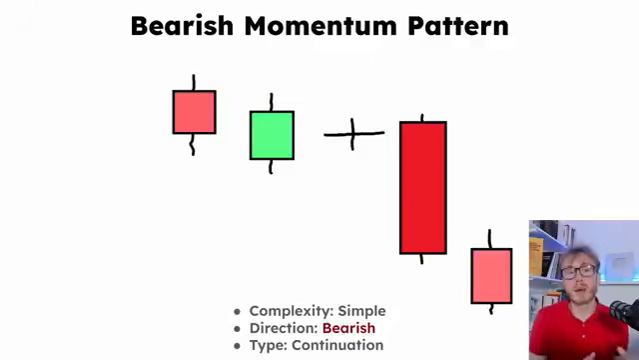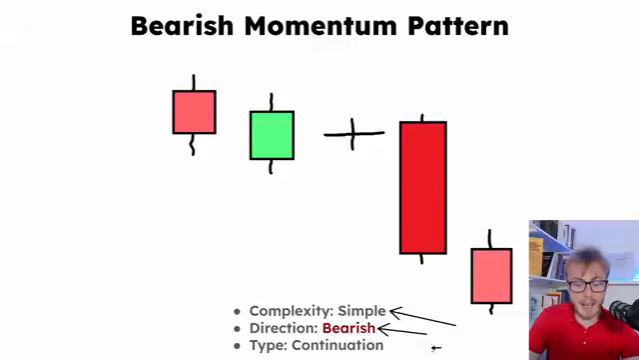Alright guys, so now it's time to take a look at the bearish momentum pattern. This is a very useful pattern because it appears so frequently in the market. The pattern is simple because it consists of only one candlestick, so where the pattern appears on the chart is key. The direction for this pattern is bearish and the type is continuation. Once again, this pattern can also act in some cases as a reversal pattern, but most commonly, this is a continuation pattern.